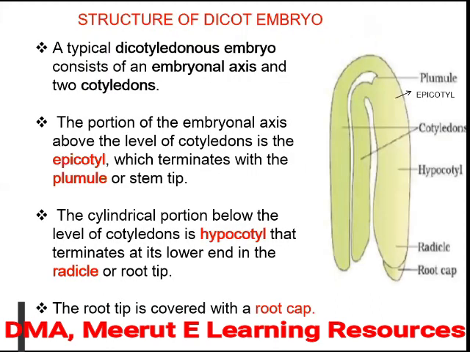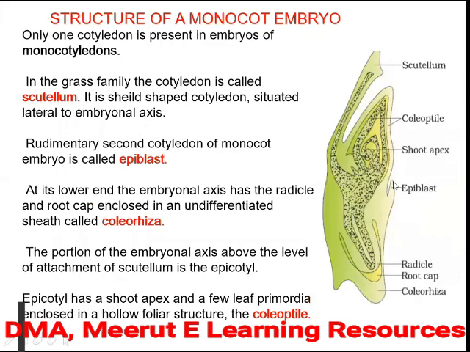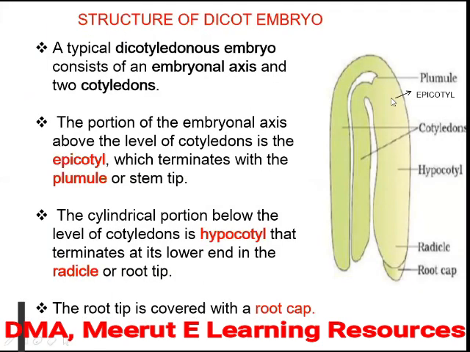Now here you can see the structure of a dicot embryo. So here you can see the embryonal axis, this is the embryonal axis. I'm passing the line through the center, through the axis of the embryo. So the mid of the embryonal axis is called the cotyledonary node, from where the cotyledons arise. Got it?